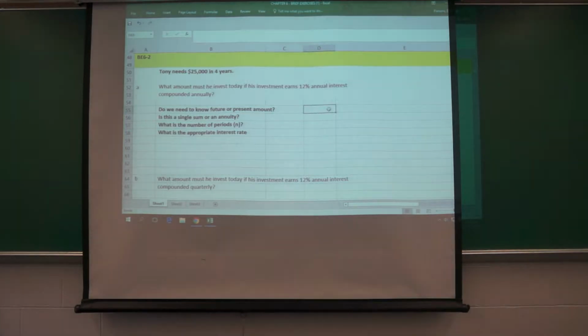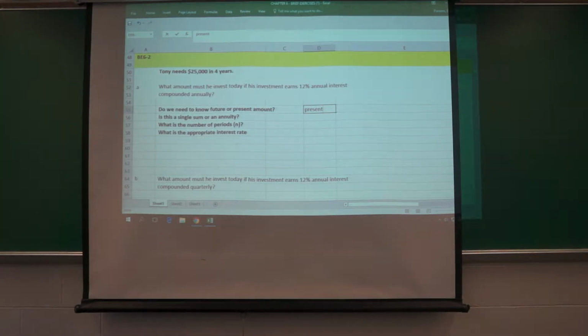Do we need to know the future or the present? Well, it's how much must he invest today if he needs $25,000 in 4 years. So what we need to know here is the present. Okay, so we need to know the present. We know the future. And then we ask, is it a single sum or an annuity?